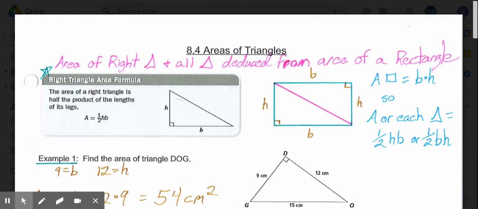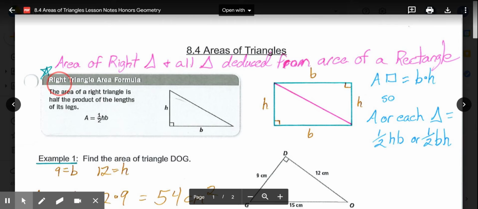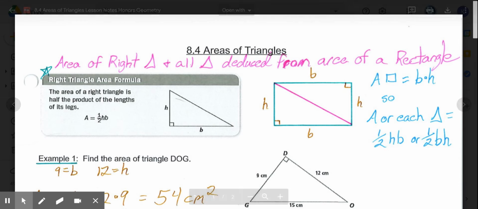So for example, we'll begin with the right triangle area formula, which says the area for a right triangle is 1/2 the product of the lengths of its legs. Now remember, the legs are the two sides in a right triangle that are meeting at 90 degrees, or the perpendicular. The side opposite the 90-degree angle is our hypotenuse. So we don't care about the hypotenuse, we care about the two legs.